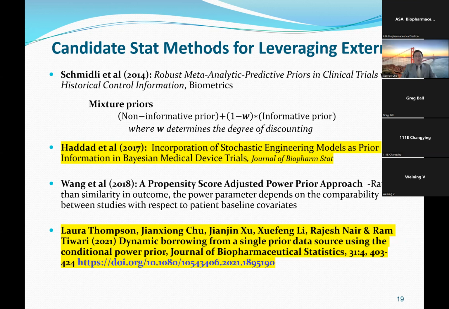And Haddad's paper built on the virtual patient idea, and we extend that to accommodate some concerns associated with using the whole data set to determine the power parameter. So we have the Laura Thompson paper just recently published. And also one paper is based on the propensity score adjusted power approach. Actually, it's more than one paper based on that propensity score integrated approach.